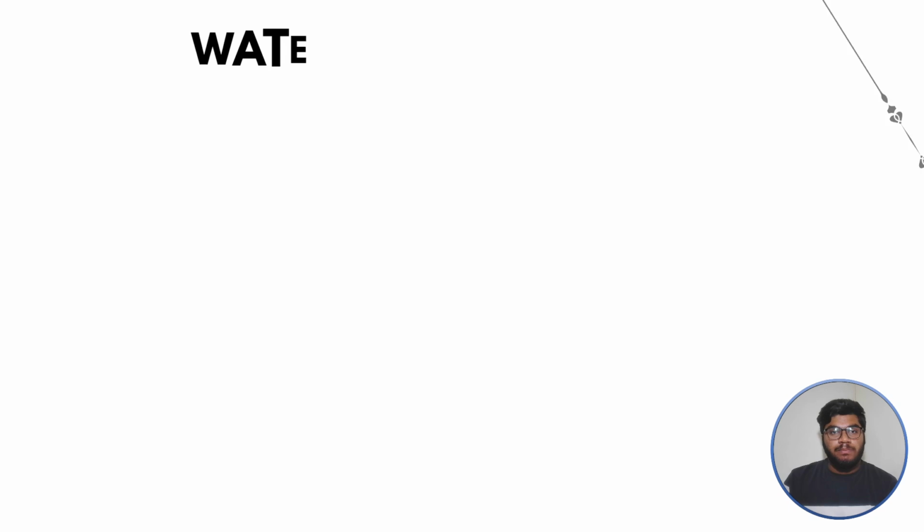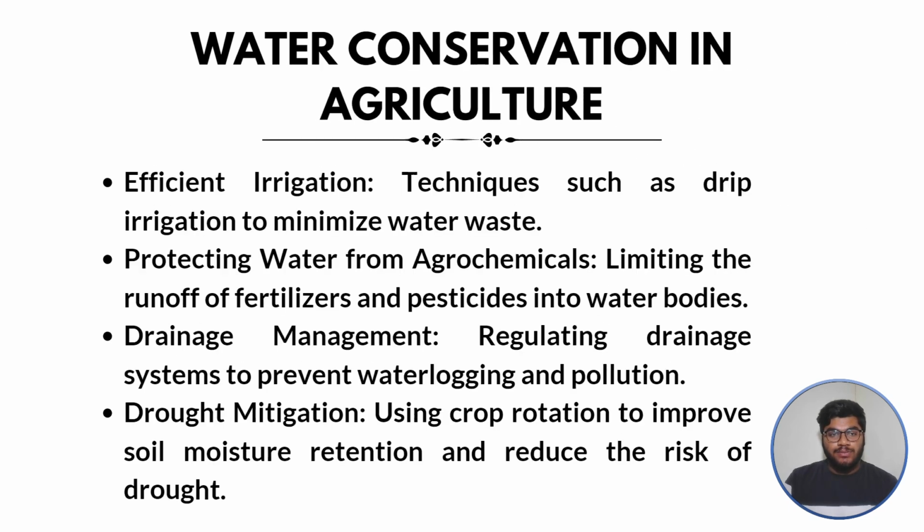Now let us discuss water conservation in agriculture. Efficient irrigation techniques such as drip irrigation minimize water waste. Protecting water from agrochemicals means limiting the runoff of fertilizers and pesticides into water bodies. Drainage management regulates drainage systems to prevent waterlogging and pollution. Drought mitigation uses crop rotation to improve soil moisture retention and reduce the risk of drought. So these are the four important water conservation methods in agriculture: efficient irrigation, protecting water from agrochemicals, drainage management, and drought mitigation.